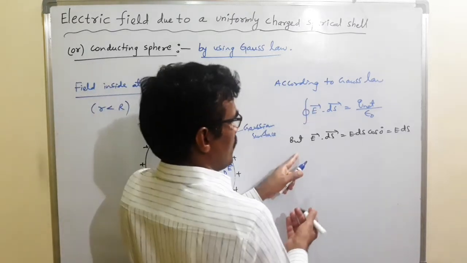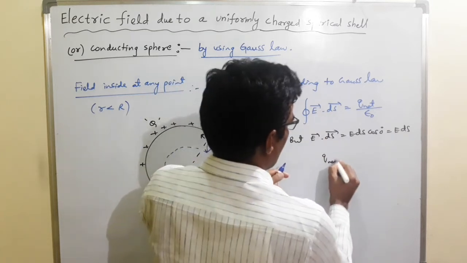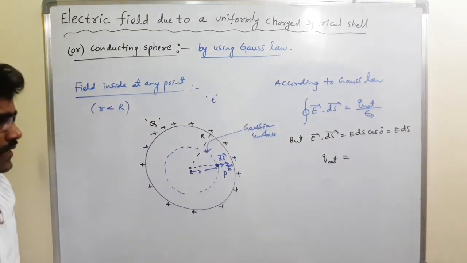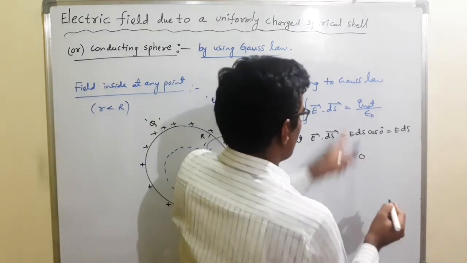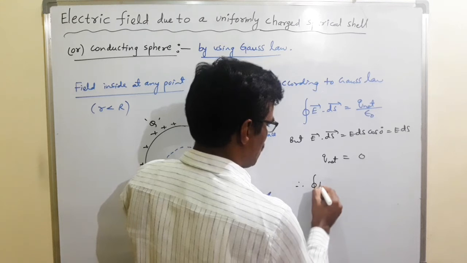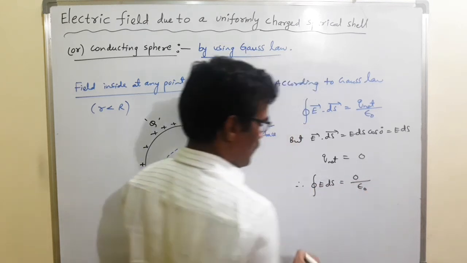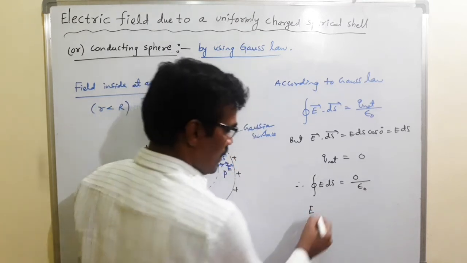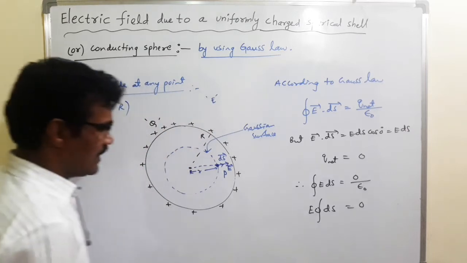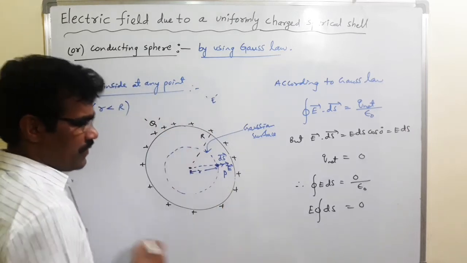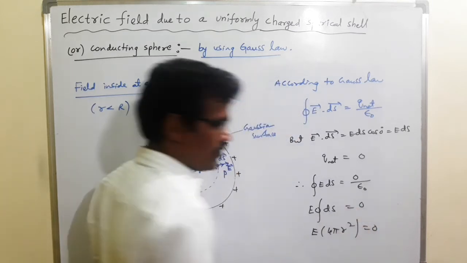Here we want the total, so integration. And one more thing: what is Q net? Q net is nothing but the net charge enclosed, here 0. There is no charge. Substituting these two, we get integration E ds is equal to 0 by epsilon naught. E is constant, take it common. Integration ds is nothing but the area of the Gaussian surface, so E into 4 pi r square is equal to 0.